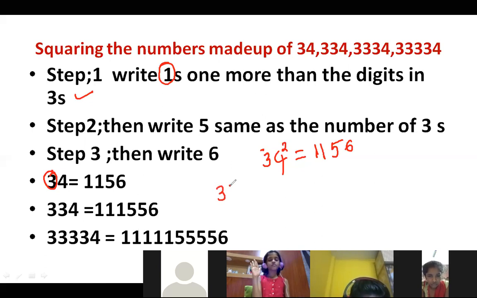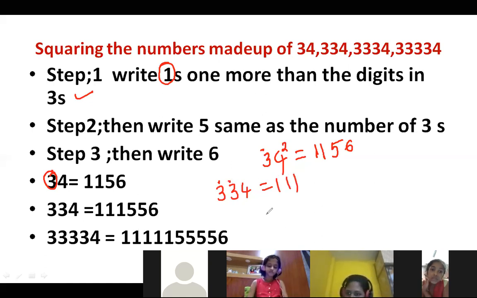And another one, 334. I told you what kind of numbers these are: all 3s but in the units place 4. Now you write ones. How many ones should you write? That is decided by the number of 3s. Here 2 3s are there, so we should write 3 ones. You count the 3s, add 1, then write ones.